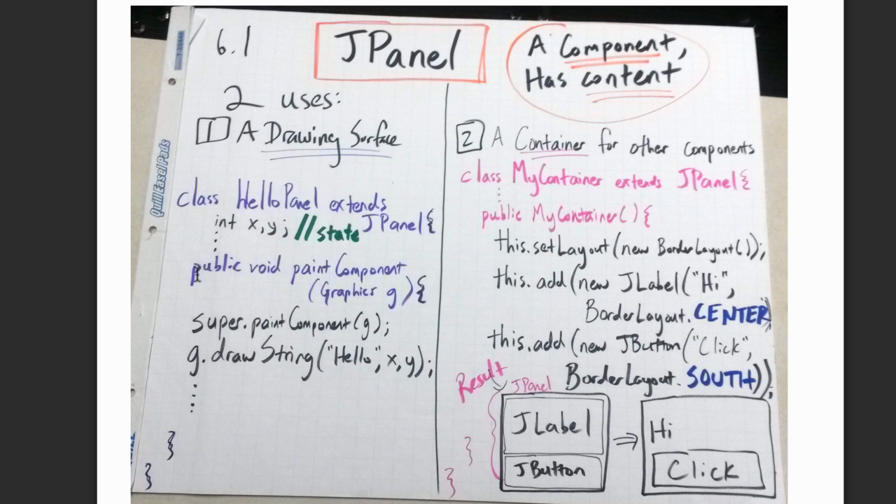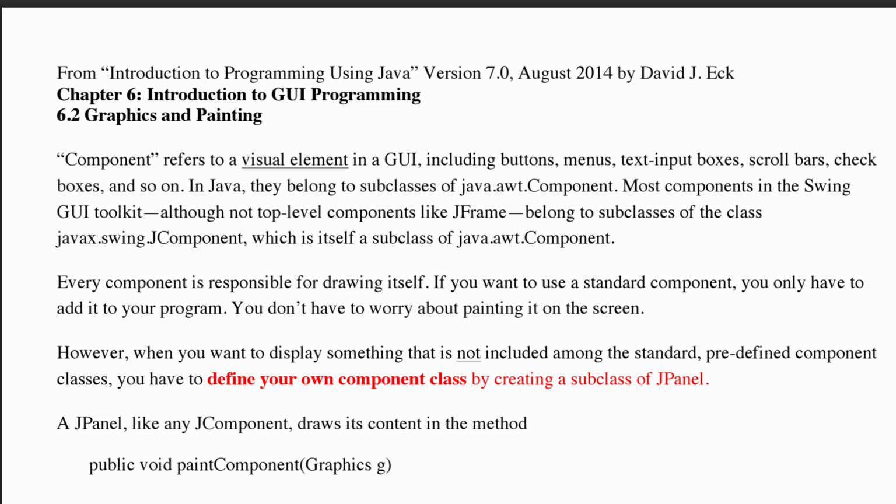But we didn't talk about this one, and that's what we're going to talk about today: using a JPanel as a drawing surface. So we can actually draw different shapes and fonts on the actual JPanel. And for that, we're going to have to customize JPanel, and we'll get there in a second. So let's go ahead and take a look at our more detailed notes here.